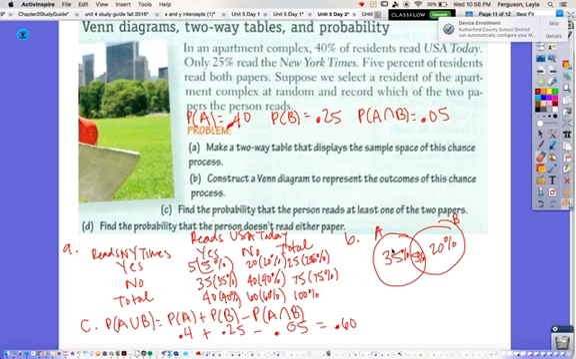If I were using the Venn diagram, I could say, okay, I'm going to add them all together. 35 plus 5 is 40, and 40 plus 20 is 60, because this would mean A or B, anything that was in the A circle, anything that was in the B circle. So if I add up all the individual parts, I would get 0.60.